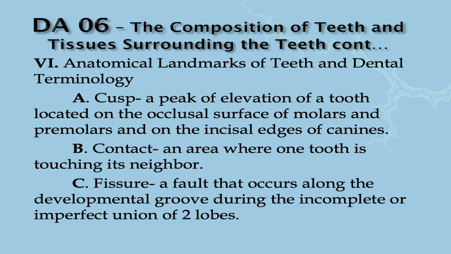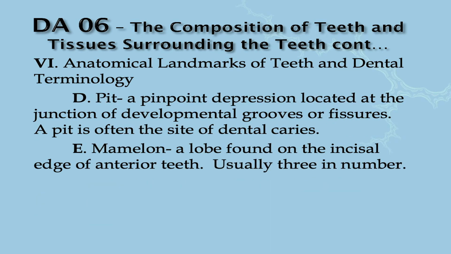A fissure is a fault that occurs along the developmental groove during the incomplete or imperfect union of two lobes. A pit is a pinpoint depression located at the junction of developmental grooves or fissures. A pit is often the site of dental caries. Usually it's just very tiny. It's hard to get your toothbrush down in that area, so that's usually where caries will start.